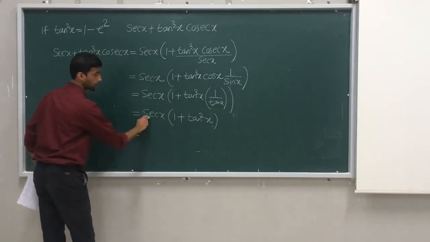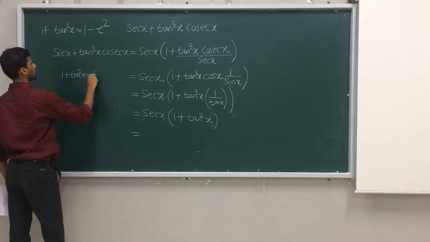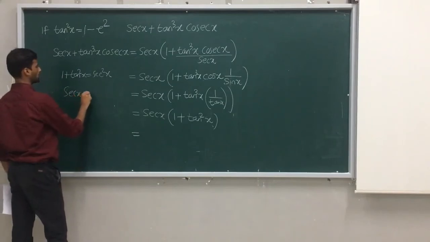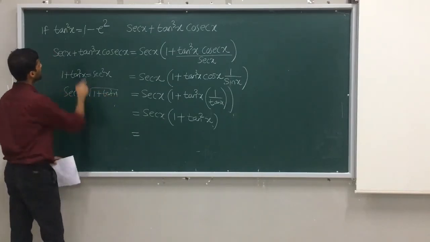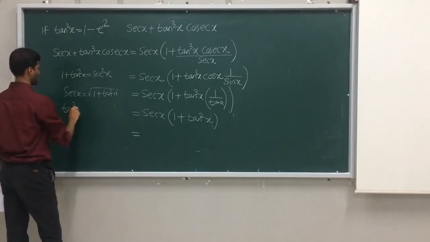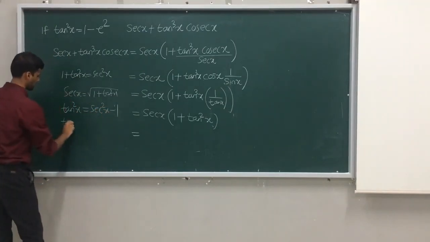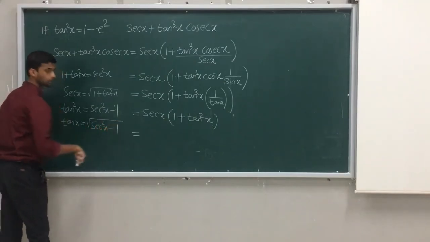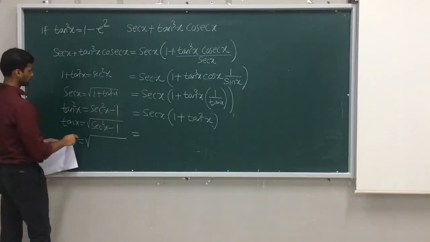Now sec x can be written as, we all know that 1 plus tan square x is equal to sec square x. Therefore, sec x is equal to square root of 1 plus tan square x. I am doing it like this because they have given the answer in tan square x. Therefore, tan square x is equal to sec square x minus 1. So tan x is nothing but under root sec square x minus 1.